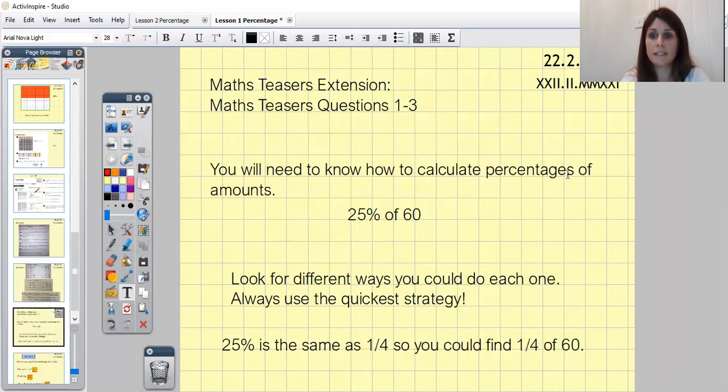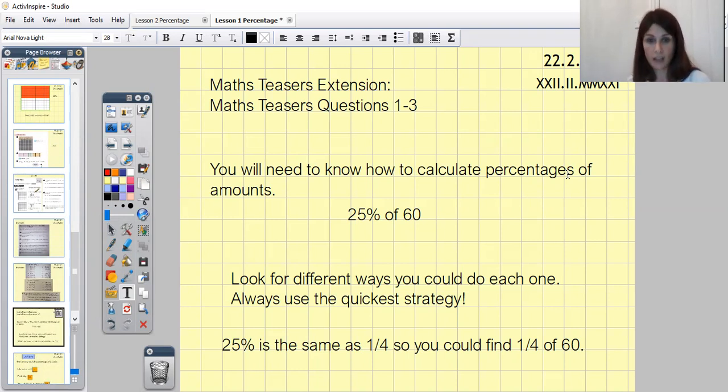Okay, the very first thing to say on this is that it's really important that you think about the quickest strategy. You don't always need to revert to finding 1%, and I'll talk you through that bit of it in a moment. But what I really want you to do is think really carefully about what is the quickest way. So for instance, if you're finding 25% of something, 25 is a quarter of 100. So actually what you're doing is you're finding a quarter of something. And we know that to find that, we do half and half again. If it's 50%, you're going to be finding half of something.